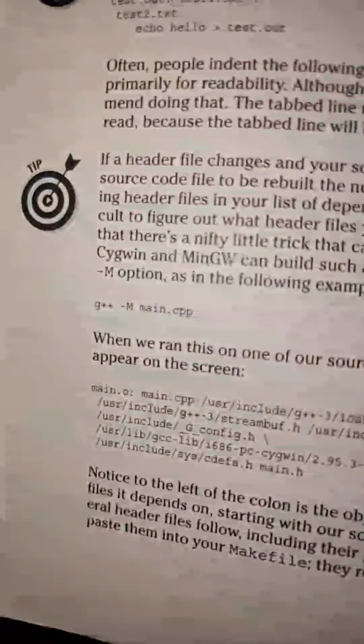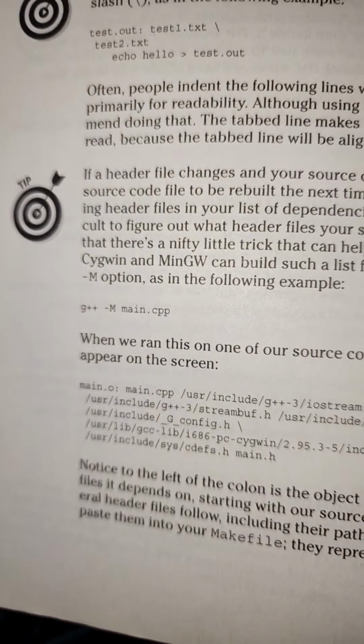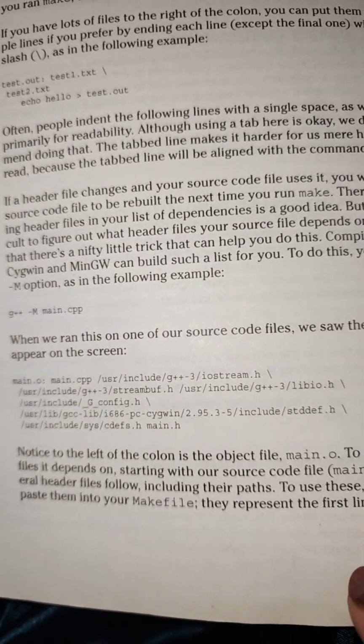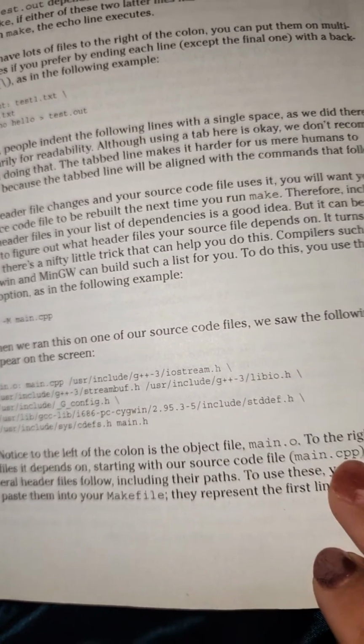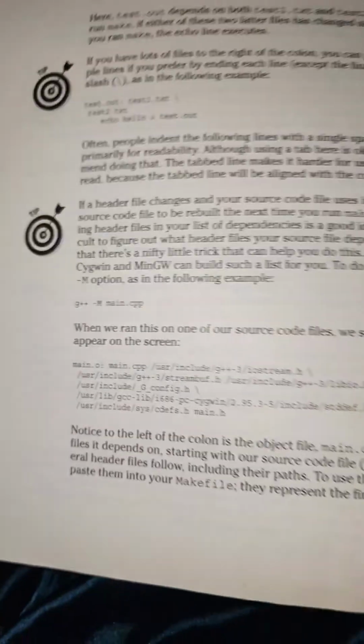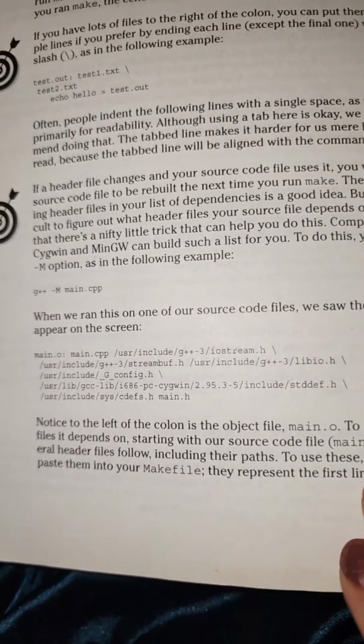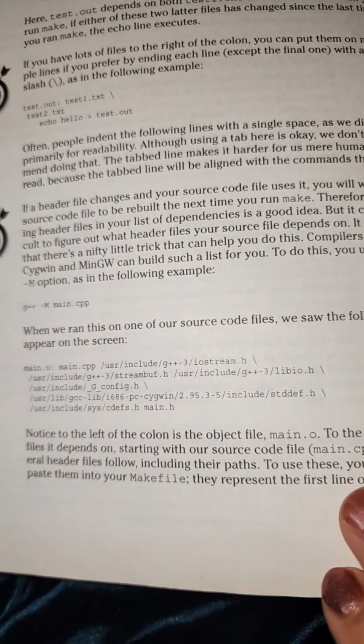To do this, you can use the -M option, as in the following example: g++ -M main.cpp. When we ran this on our source code files, we saw the following appear on the screen.